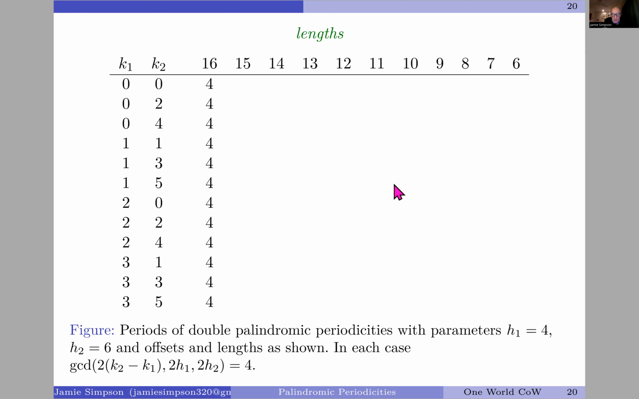The length that we get from the theorem on the previous slide is actually equal to 16, which is at the top there. And as the theorem says, the period is 4 in each case. And that's what the theorem says. That's sort of reassuring. It's always nice if our examples agree with our theorems.